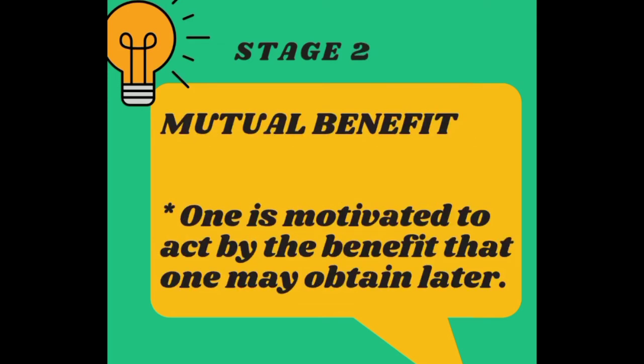Next, let's proceed to stage 2, the mutual benefit. One is motivated to act by the benefit that one may obtain later. So, dito sa stage 2 naman, instead of punishment, the individual will look forward because of the benefits it can give later or the reward can obtain later on. So, for example, you scratch my back, I'll scratch yours. So, there are benefits in both sides, right? They can satisfy each other's needs and can gain mutual benefits. So, that's what stage 2 means.